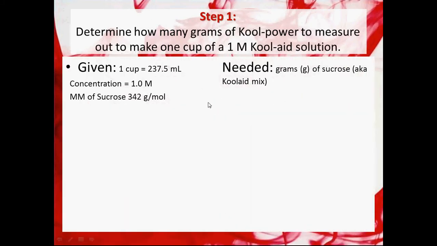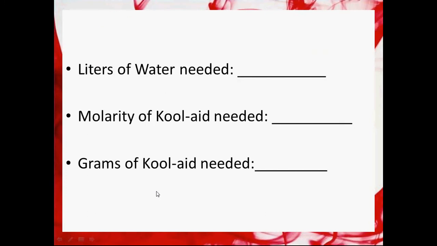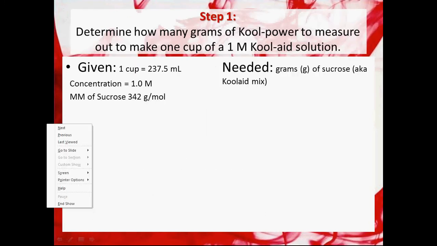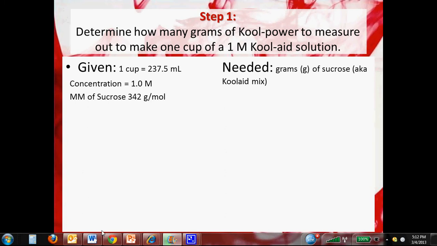So the first thing that we need to do, if you're taking a look at your Koolaid lab, let me open up the document on my screen as well so I can see it. The first thing you need to do is calculate the mass that you will need to make your first solution. You see in step 1, it asks you to make a 1 molar solution, and you need 237.5 milliliters of that solution.